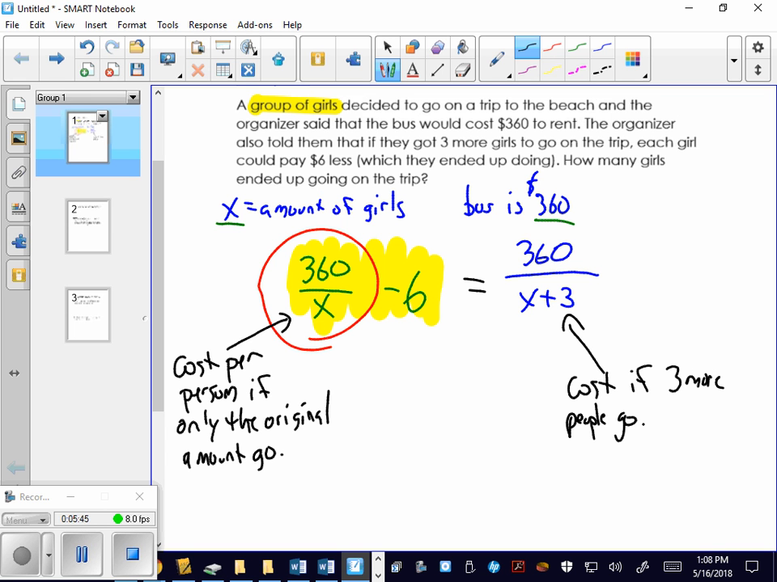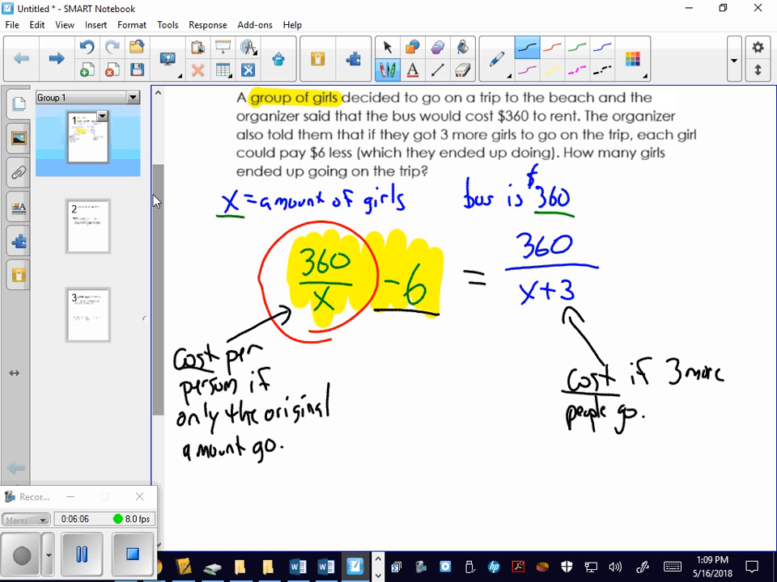This cost and this cost would not be the same unless I subtracted that $6, because that's what it's going to cost if we get those 3 more people to go. So now these two expressions should be the same. All right, so let's go ahead, because we want to find out how many girls ended up going on the trip. So let's figure that out.